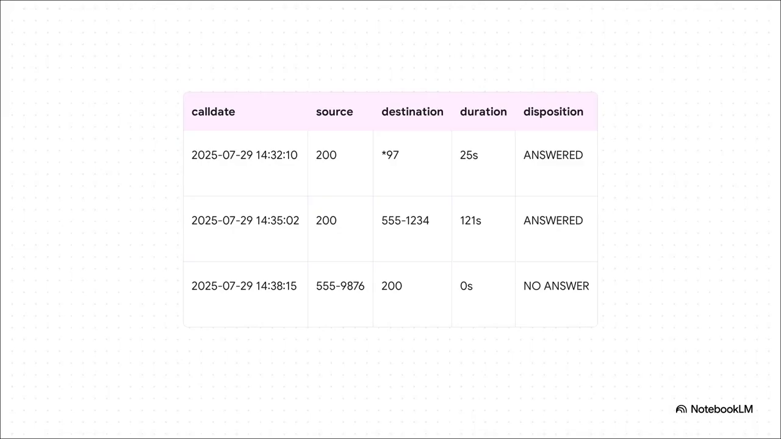This is what those logs look like. They're called Call Detail Records, or CDRs. It's just a simple database table. You can see the exact date and time, the number that called, where it was going, how long it lasted, and what happened. Was it answered or not? You can use this to track everything from marketing campaign effectiveness to employee productivity.